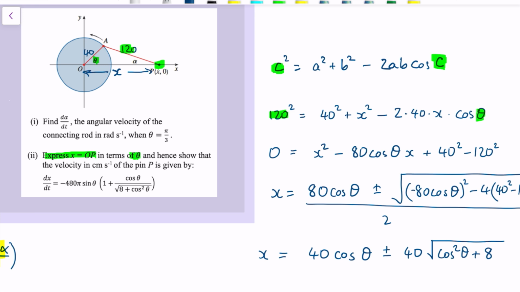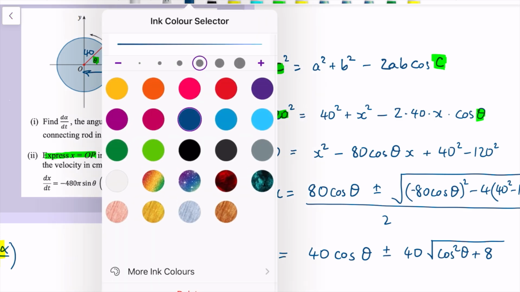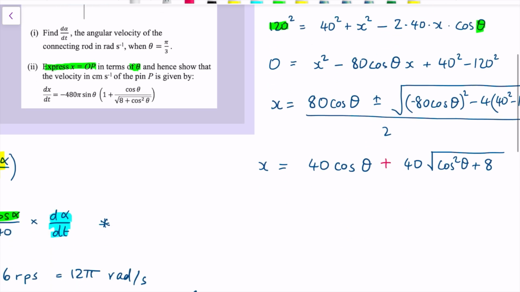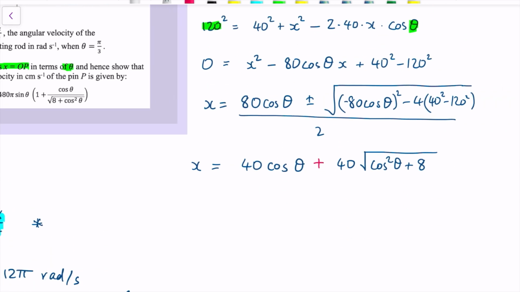40 cos theta is this side. Let's just change colours so we can see it. 40 cos theta is the adjacent side of that triangle, and then x will be bigger than that, so we're adding on, and therefore change that to a plus. Okay, that's x in terms of theta as the question asked for.